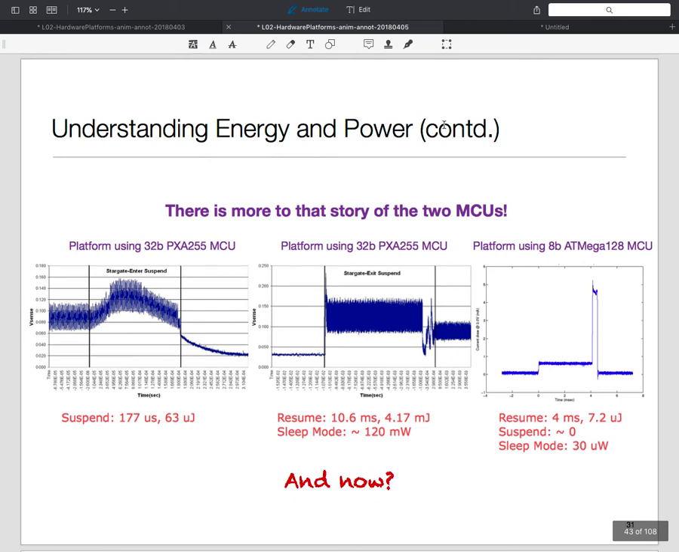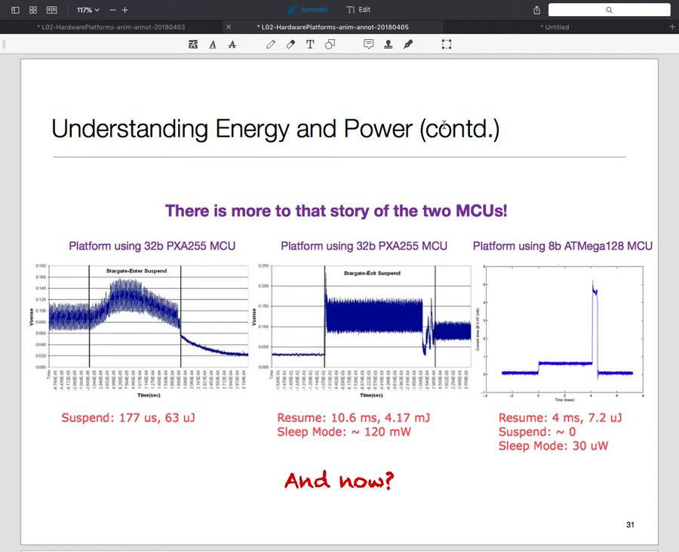There's a third aspect also. So what you see out here is the following. I'm changing the power modes now. Okay. So first two plots are for the 32-bit, a platform built using the 32-bit one. So in this case, you see that going to suspend mode or coming out of suspend mode costs me a couple of hundred microseconds and around 63 microjoules of energy. So going to suspend. Resuming from the suspend mode, so this is showing exiting suspend mode, takes around 10 milliseconds.